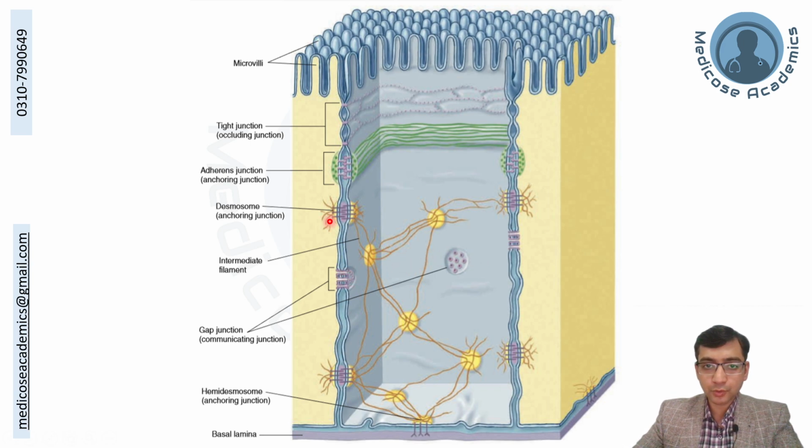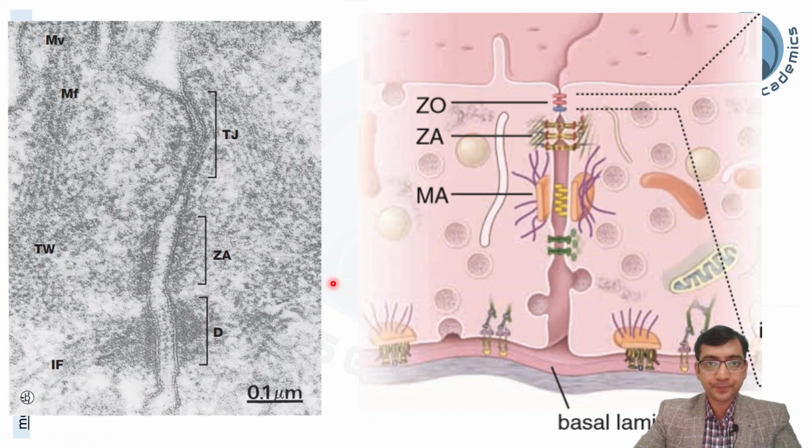That leaves us with the one that is not technically helping the cells stay together, but helps two cells to communicate with one another. These are called gap or communicating junctions. So let's dive into them one by one. Here is a picture from the textbook of histology by Michael H. Ross, and this is the electron microscopic picture. You will see zonula occludens, zonula adherens, macula adherens or desmosomes, followed by gap junctions and hemidesmosomes. We will be discussing the electron microscopic picture as we go along.